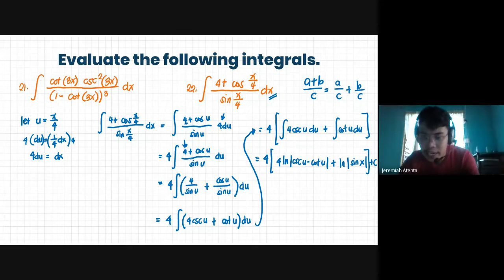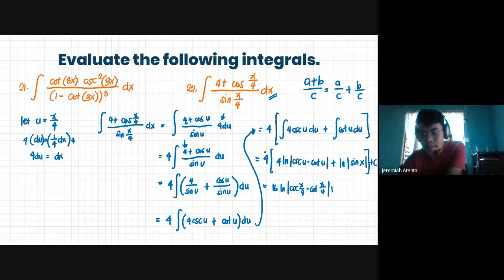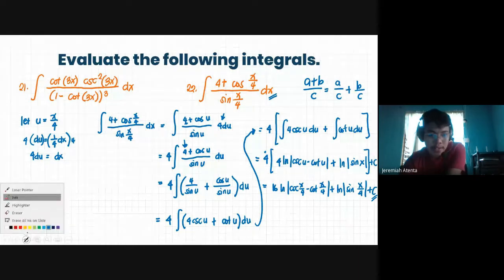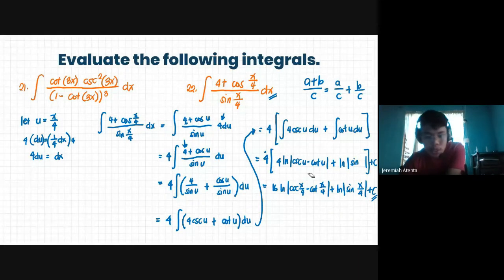Right? And after that, we can distribute this coefficient here. So you will have 16, 4 times 4, ln of cosecant. What is u? U is x over 4, so you have x over 4 minus cotangent of x over 4, plus ln of the absolute value of sine of x over 4 plus c. And that will be our final answer. And by the way, this should be u, not x. U.